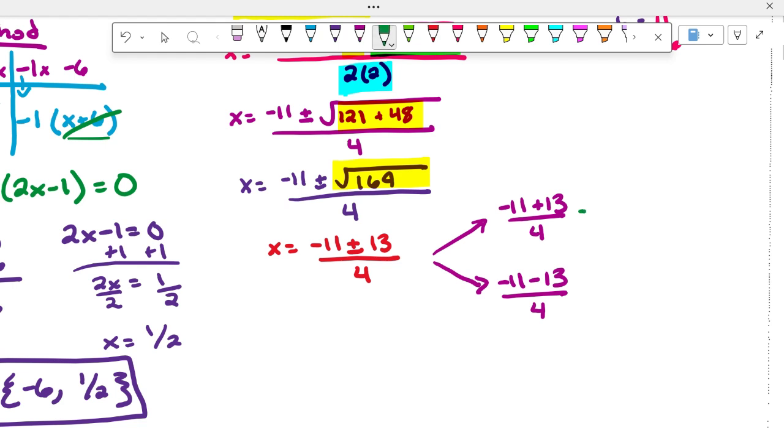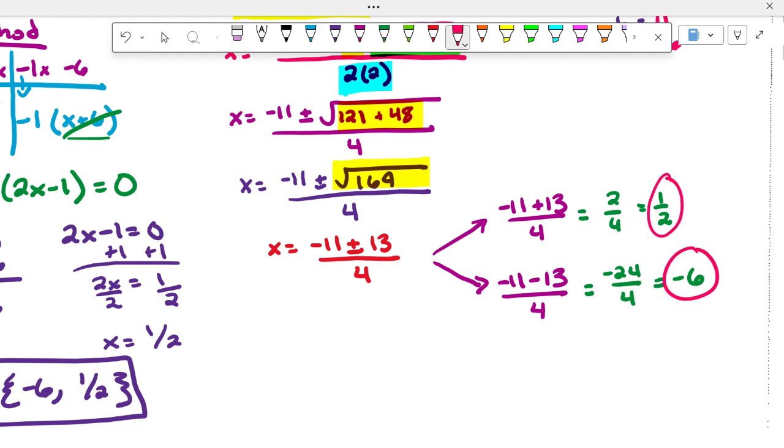So what's negative 11 plus 13? 2 over 4. So what's 2 over 4 simplified down to? 1/2. What's negative 11 minus 13? Negative 24 over 4. What's negative 24 divided by 4? Not just 6. Negative 6. Aren't these the exact same answers that we got when we factored? Yeah. So x equals the set of negative 6 and 1/2.